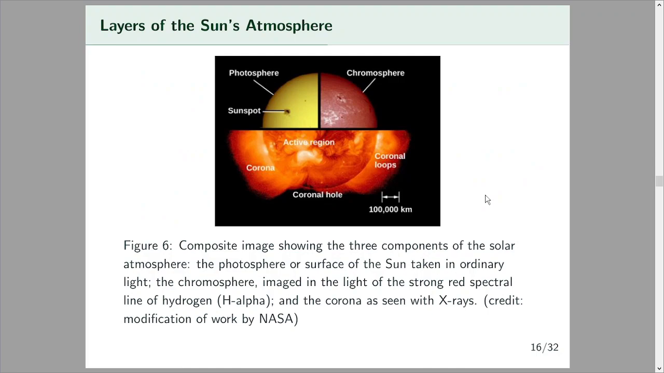So again, here's a composite image of the 3 layers of the sun. The photosphere, which is the thing that we get to see, has a sunspot on it. Here's the chromosphere, and here's the corona.